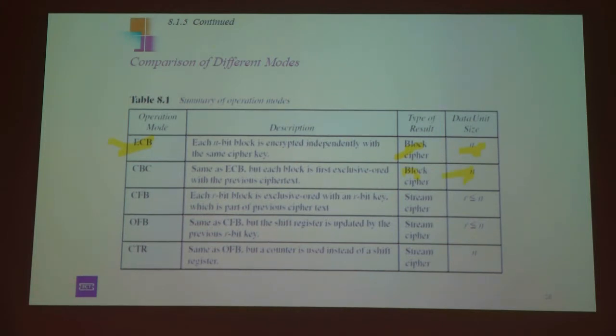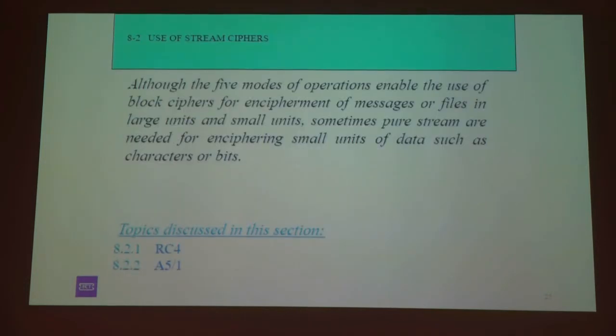The next three are stream ciphers. You could do it bit by bit or byte by byte or any size, on the run. So these are stream ciphers, and the size of the data could be r, which is less than or equal to n. The last one is again a block. It has to be a block.